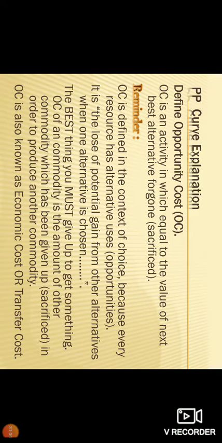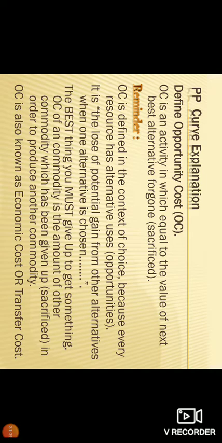An activity in which a value equal to the next best alternative is foregone. It means to produce one, you have to sacrifice the other. Therefore, it is called equal to the value. Both are equally required, but one value you are sacrificing, the production of paddy, to gain the next one. So, a value equal to the next best alternative is foregone. One is sacrificed, which means we have gained the other.